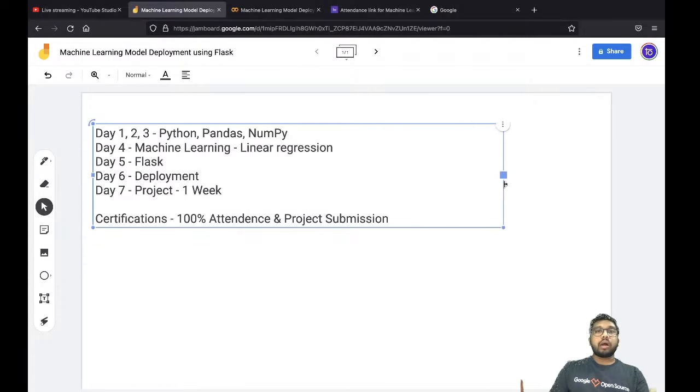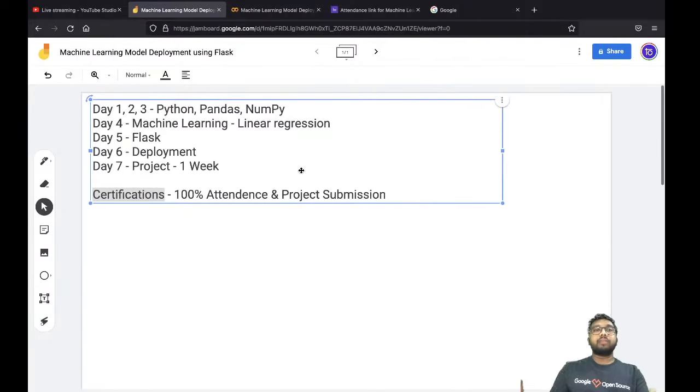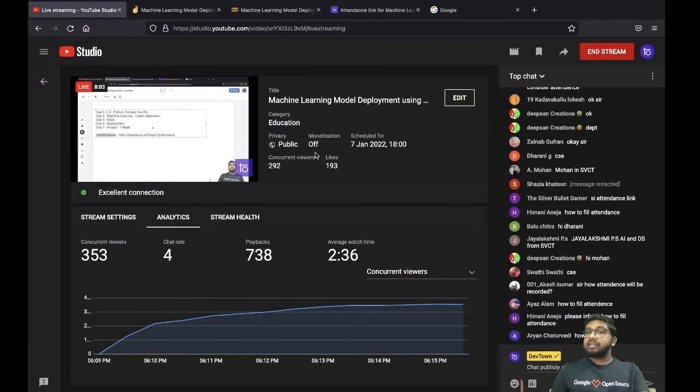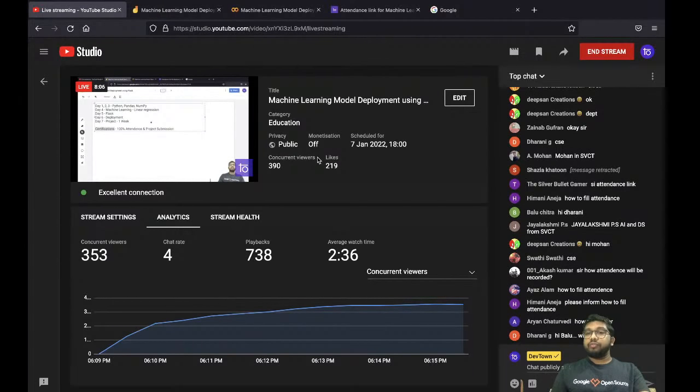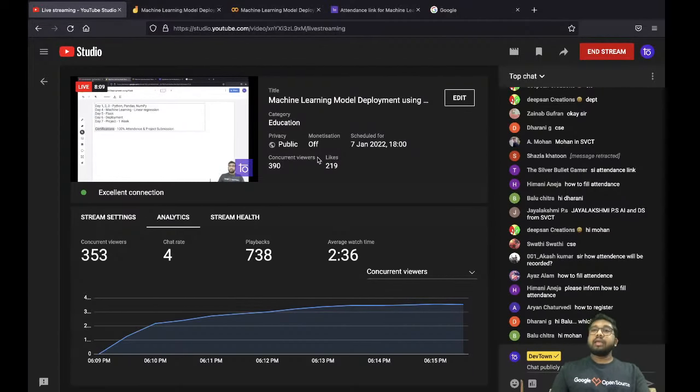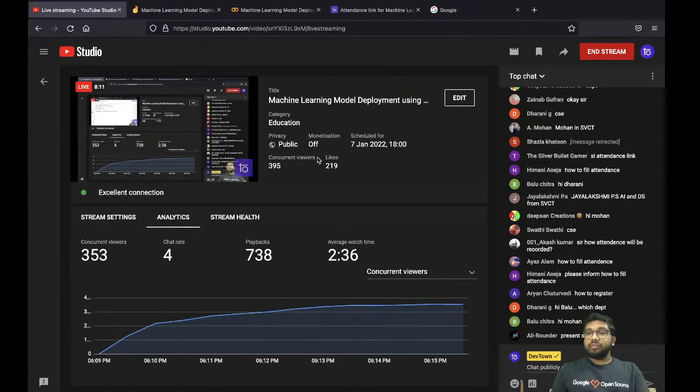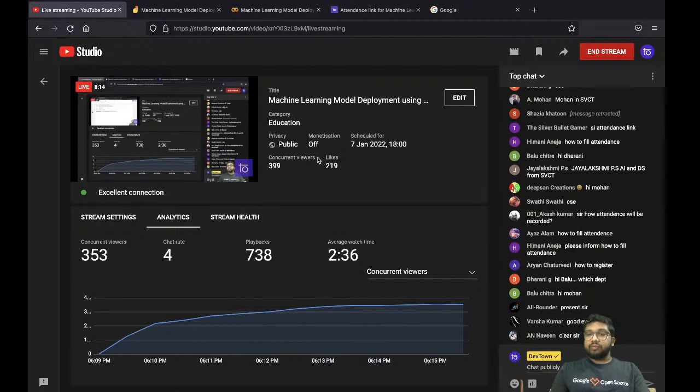You need to submit the project that will be discussed on day 7. Within this 1 week of time, you need to submit the project. Our team will verify whether it is a genuine project or a copied one. If it is copied, we are going to disqualify that submission. If it's a genuine project and everything is good, we are going to provide you with the certification. So this will be the structure for this upcoming bootcamp. Is this clear to all of you? Give me a confirmation, please.